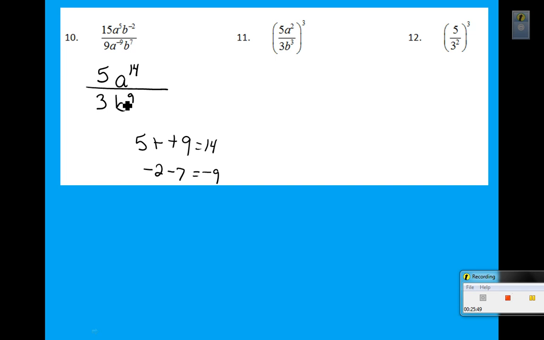My number 11, I got a fraction, 5a squared over 3b cubed, to the third power. No big deal. I need to take 5 to the third power and get 125. A squared to the third power. Power to the power, you multiply your powers, so a to the 6th, all over 3 to the third, 27. B to the 3 times 3 is 9. And then we got it.